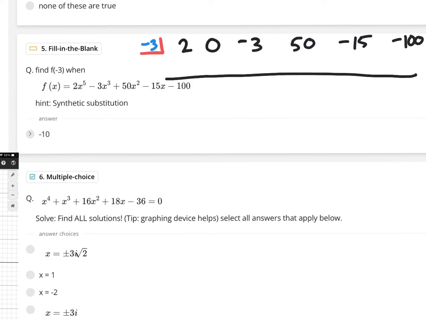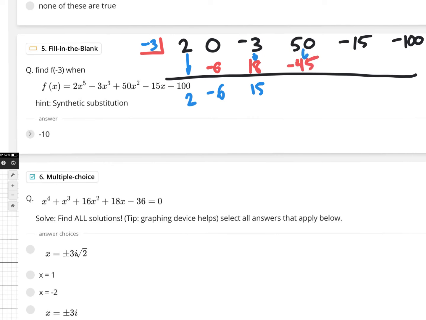So as you go down, you combine. 2 plus nothing is 2. As you go up, you multiply. -3 times 2 is -6. As you go down, you combine. 0 plus -6 is -6. As you go up, you multiply. -3 times -6 is +18. As you go down, combine. -3 and 18 is 15. As you go up, multiply. -3 times 15 is -45.